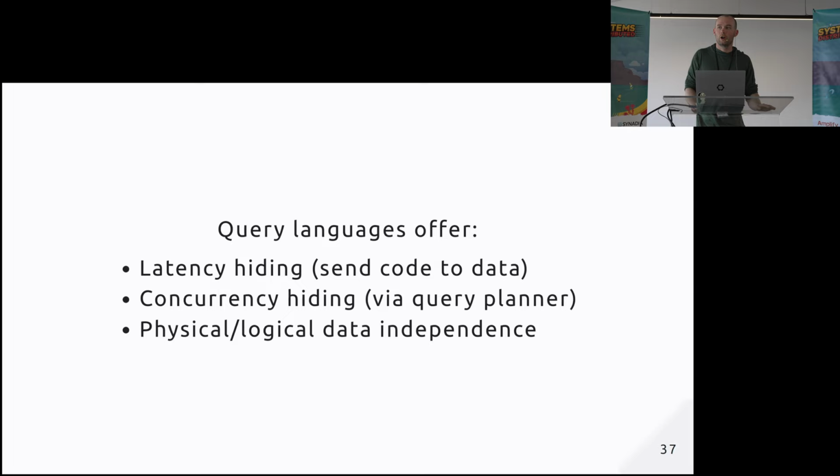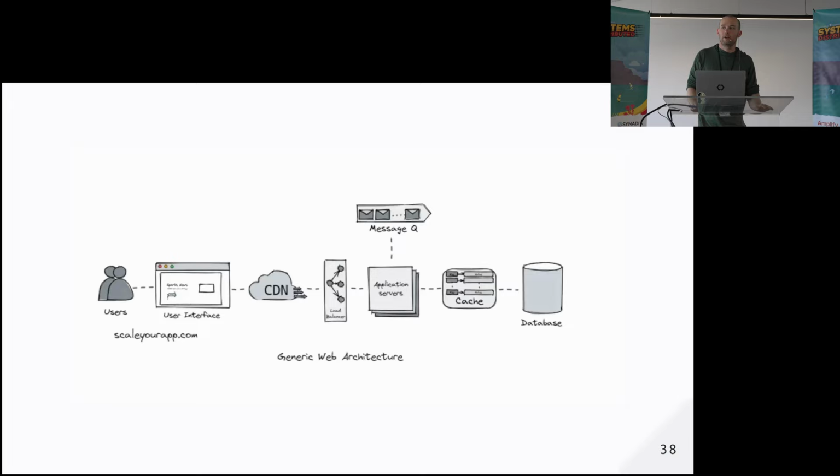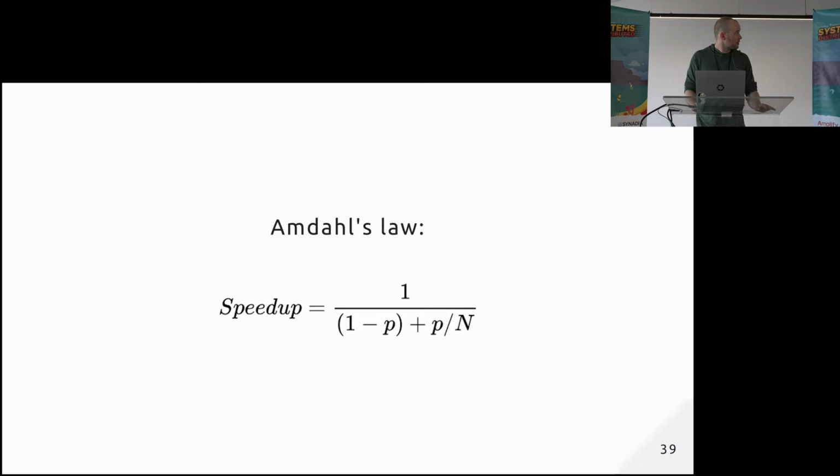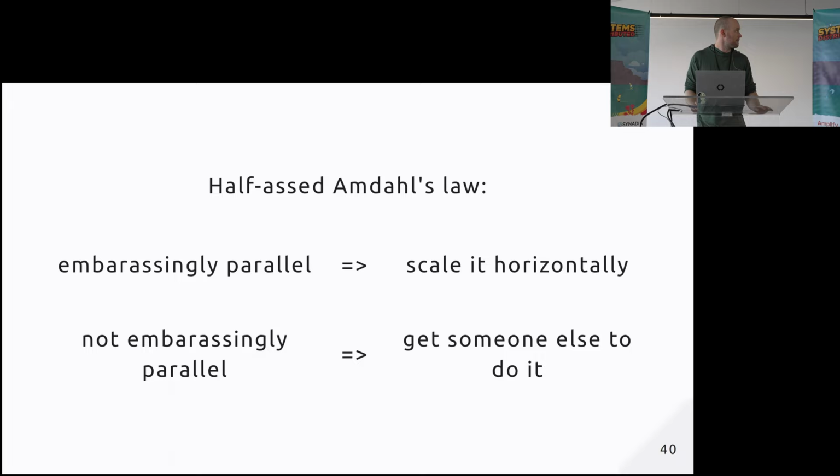So back to this diagram. We were asked why some things are in the database and some things are in the application server. There's this law, Amdahl's law, which governs the speedup you can get by parallelizing software, depending on how much of the problem is parallelizable and how much of it is inherently sequential. You can look up this equation, because I think what we actually work with in practice is what I'm going to call half-assed Amdahl's law, where if your problem is very easy to parallelize, you scale it horizontally, you run more processes, buy more machines, and if it's not, you find a library that does the problem for you.